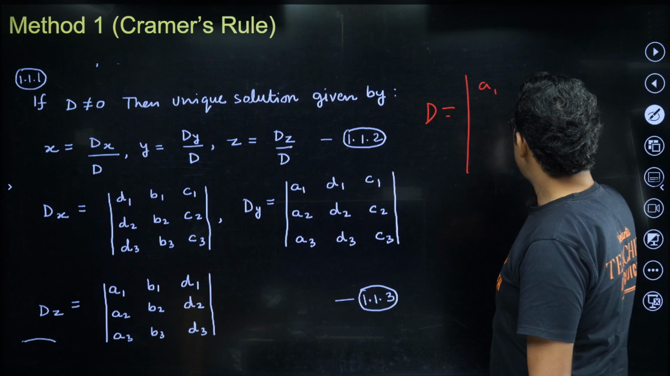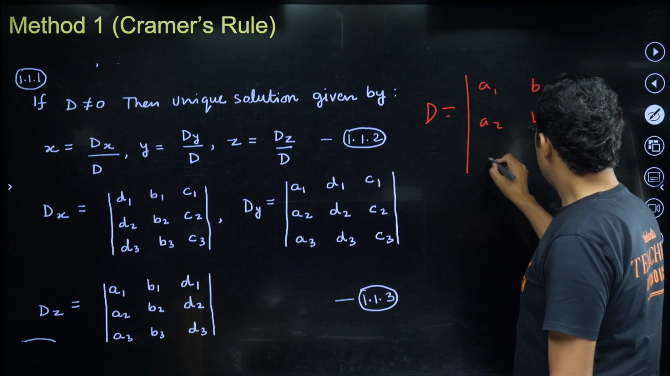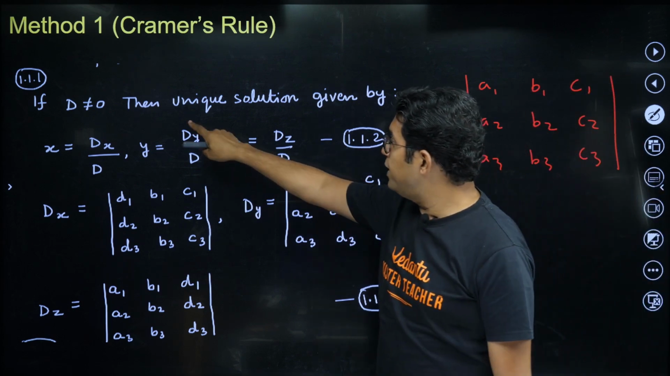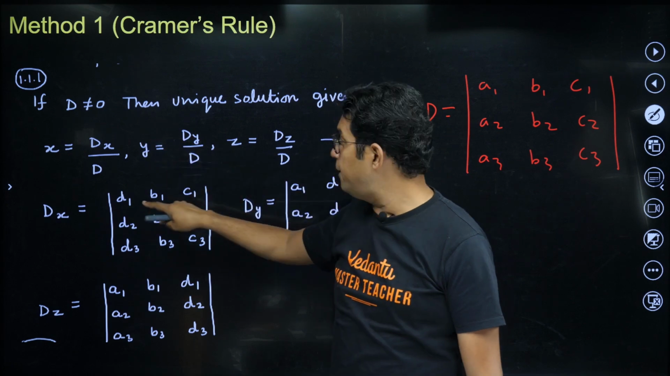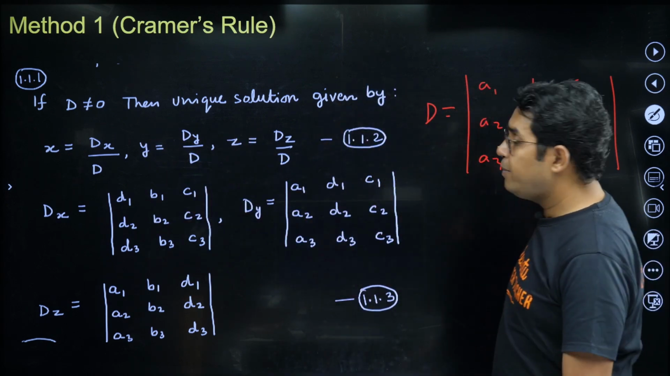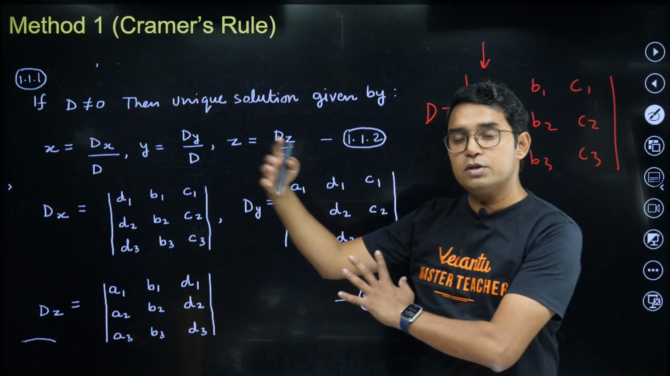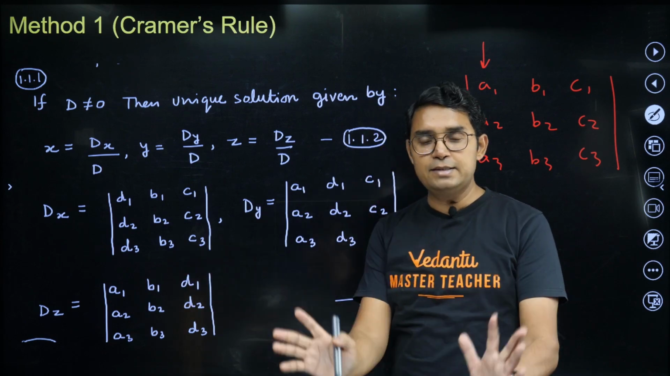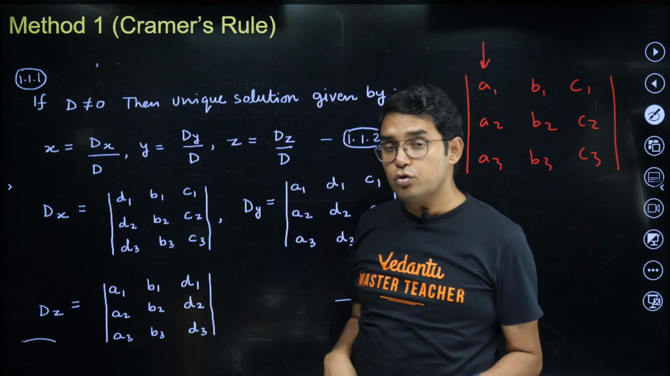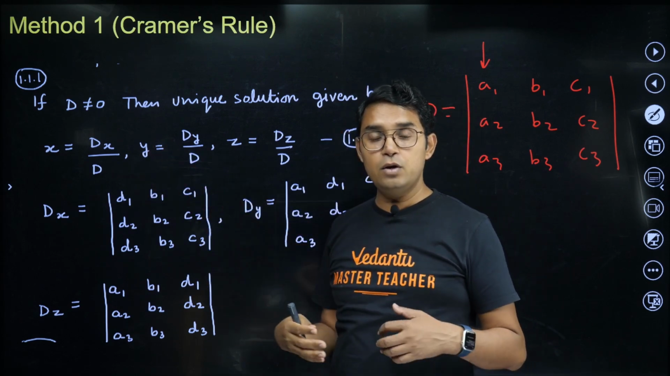D is just a1, b1, c1, a2, b2, c2, a3, b3, c3. If this D is not equal to 0, then we get a unique solution that is given by Dx upon D, Dy upon D, Dz upon D. Dx, Dy, Dz are created from D only, where you replace the first column, second column, third column by the constants d1, d2, d3. I think these things are known to everyone. So I will not talk about this, but you can see here I need to solve four determinants to get the values of x, y, and z. So that's a long method.